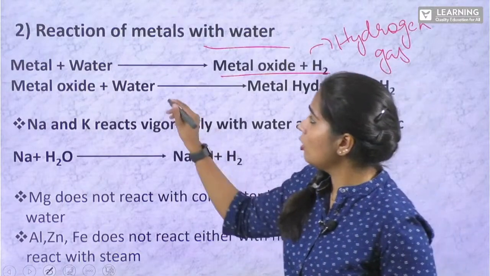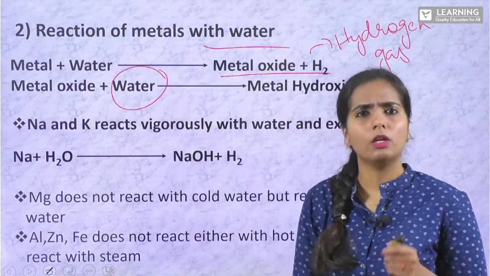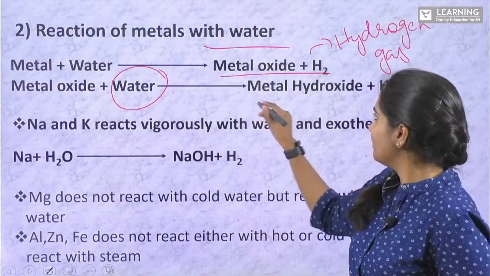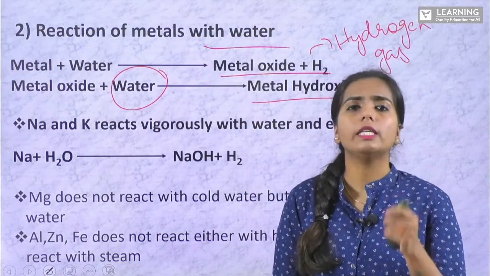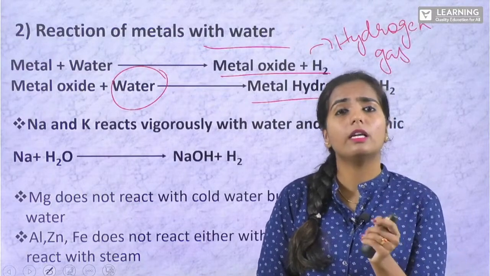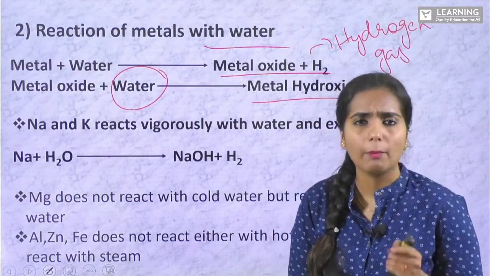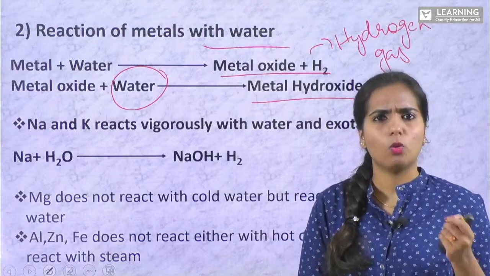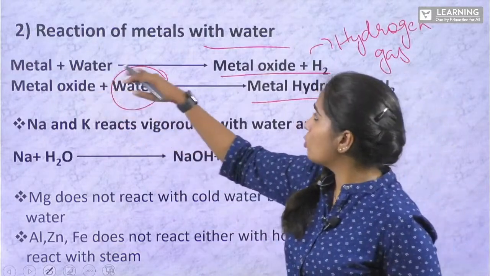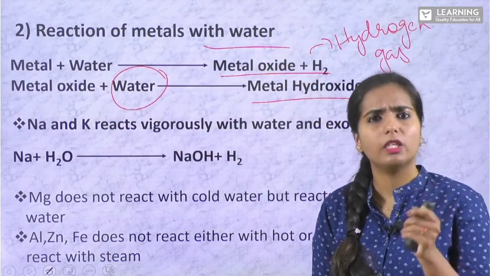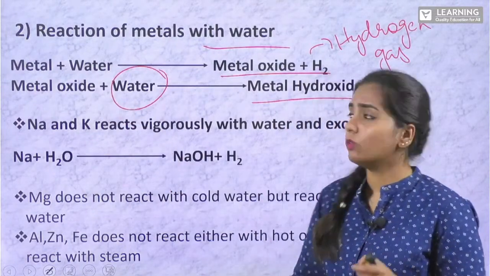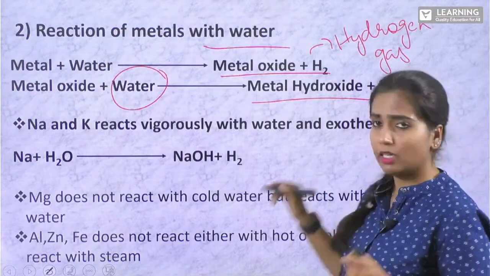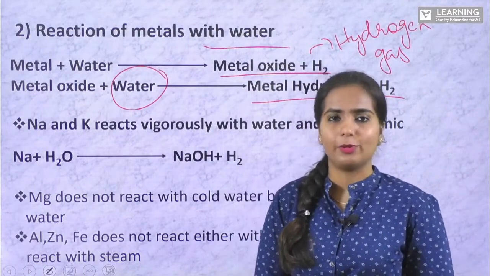Later, this metal oxide is again treated with water to give what? Yes, our metal hydroxide. So these are the two general equations you are supposed to remember when it comes to the reaction of metals with water. Metal plus water gives metal oxide with the liberation of H2 gas, followed by metal oxide and water giving metal hydroxide, again with the liberation of H2 gas.